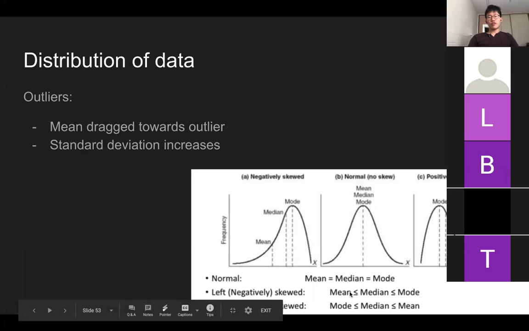And just remember that in a left or negatively skewed distribution, the mean is less than the median, and in a positively skewed distribution, the mean is greater than the median. You just have to know that really.